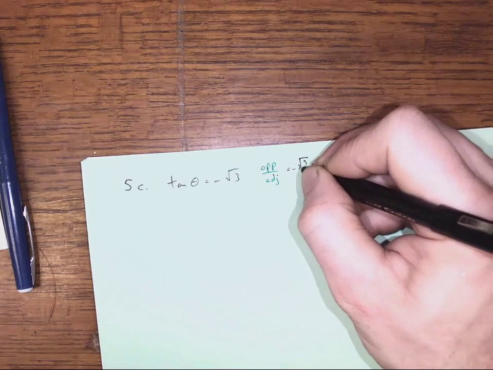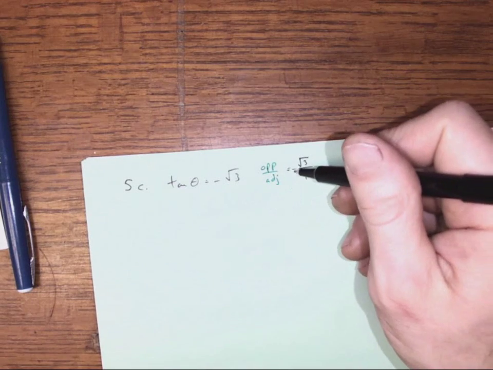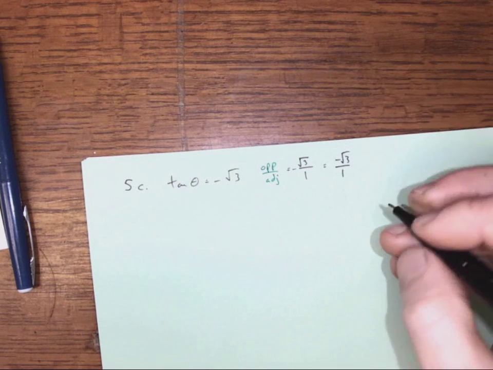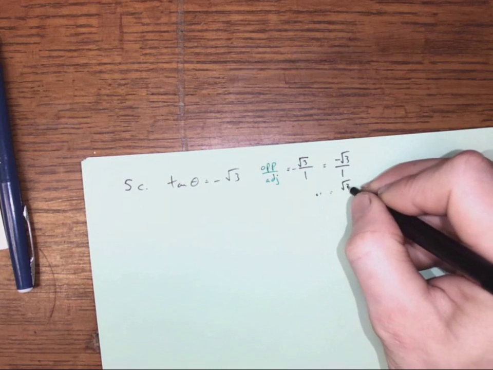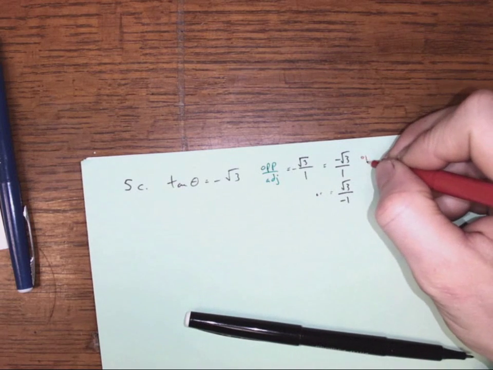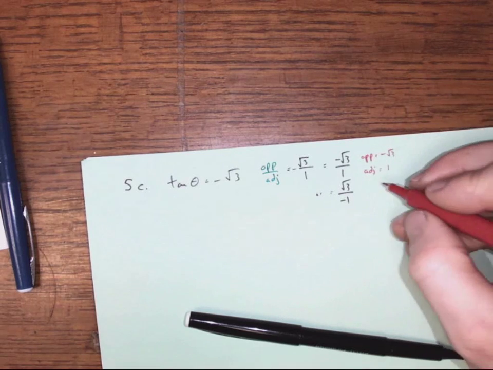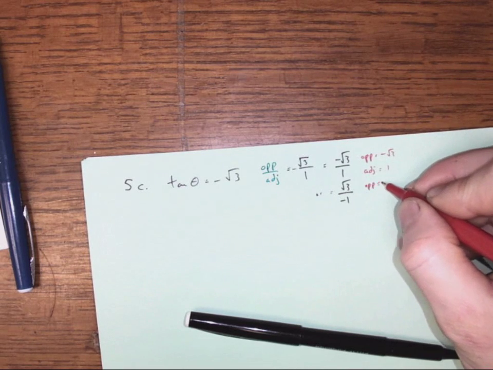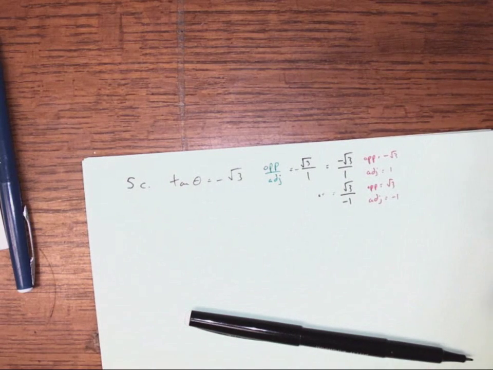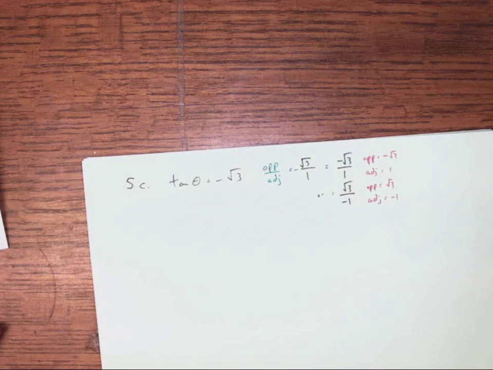So I can think of that as being -√3 over +1, or I can think of it as being √3 over -1. So that means we could have an opposite equal to -√3 and an adjacent equal to 1, or we could have an opposite equal to √3 and an adjacent equal to -1. Okay. So, what are we doing here? We got a -tan ratio.